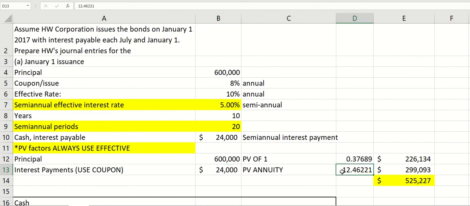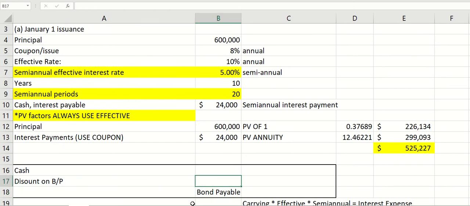This seems correct because usually the annuity factor is over 1. And so they're going to issue at $525,227. We knew it was going to be less than $600,000, so they do receive the $525,227. This is a discount.